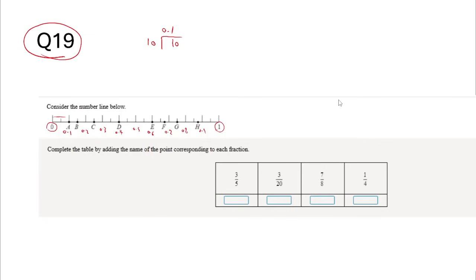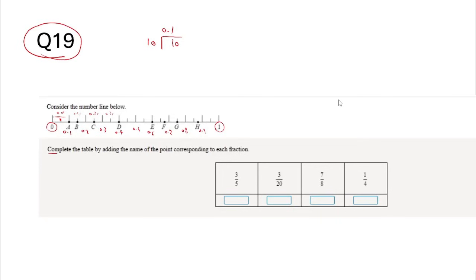And this distance, or this space, has this value in the middle. So this one is 0.1, so the middle will be 0.05. That means this one would be 0.15. Here too, 0.25, 0.35, and so on. Okay?